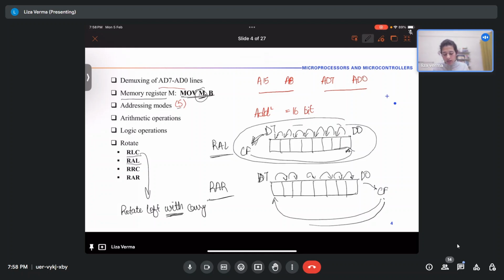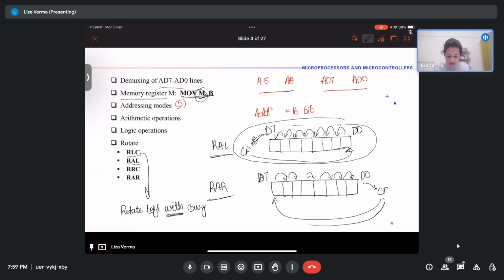Similar for RRC, rotate right with carry. I think if you remember the full form, then it'll be a little easier. May I interrupt, ma'am? I think RLC is rotate accumulator left only. Where C is present, there is no use of carry flag in that instruction. No, RLC is with carry. That is why C is present.